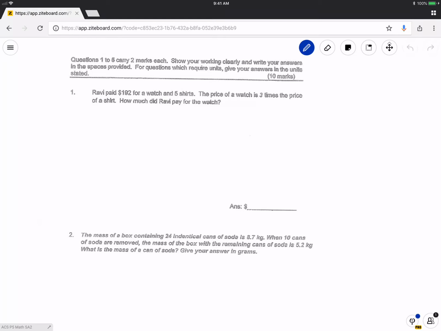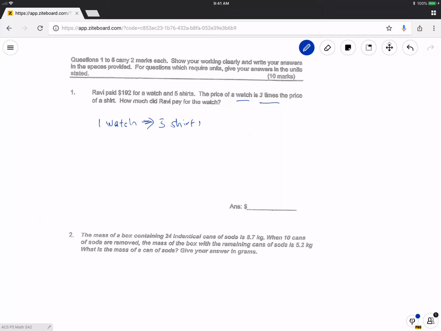So first one, Rabi paid 192 for a watch and 5 shirts. The price of the watch is 3 times the price of a shirt. So how much did Rabi pay for the watch? Now this particular question, what we do is we do conversion. That means we convert, because if you see this, the watch is 3 times the price of a shirt. That means one watch is equivalent to 3 shirts.